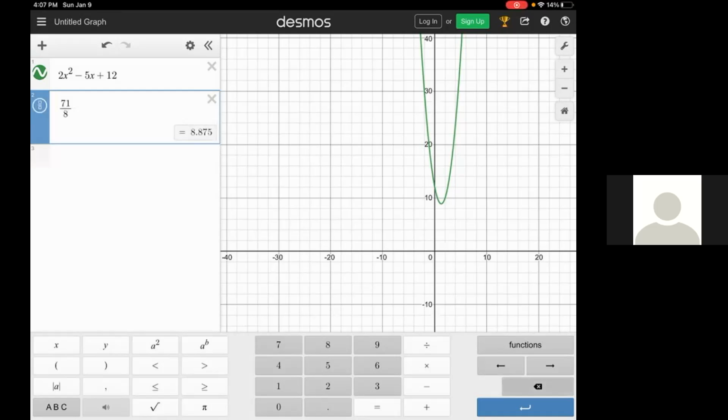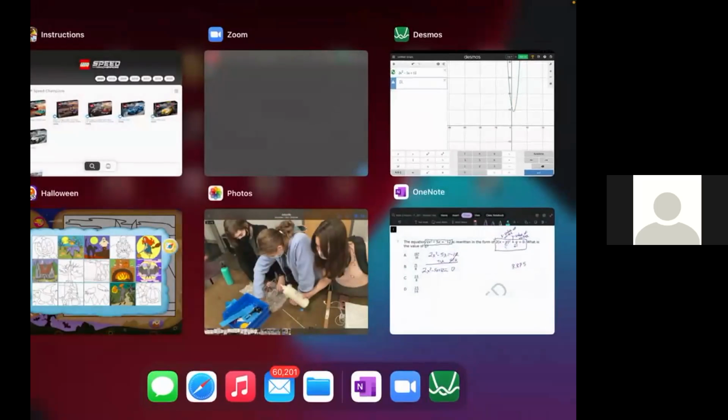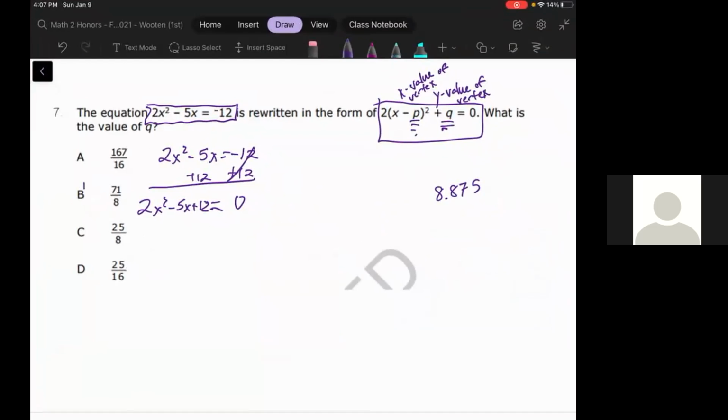Hey, there it is. So I think our correct answer is going to be 71 over 8, because that gives us the y value of the vertex, which is what q is representing in that problem. Okay. So using Desmos, I think I was able to figure that out.